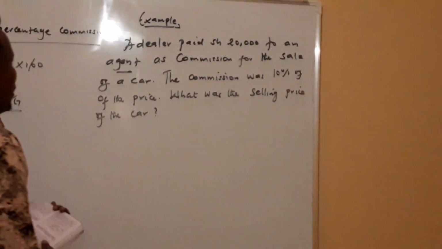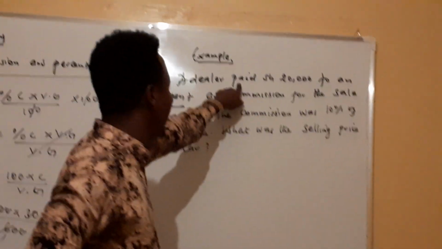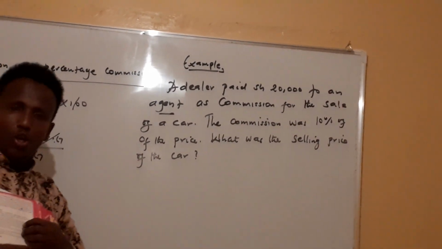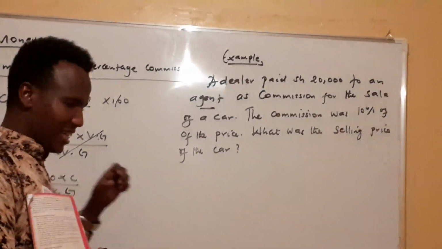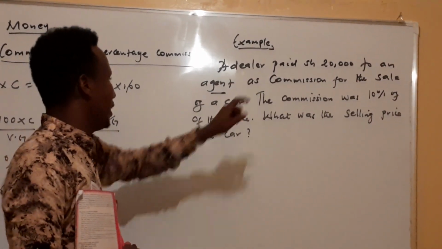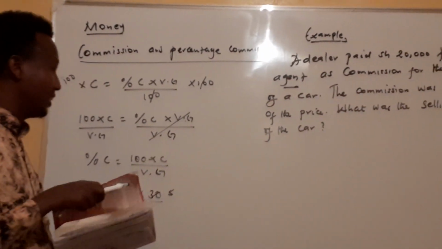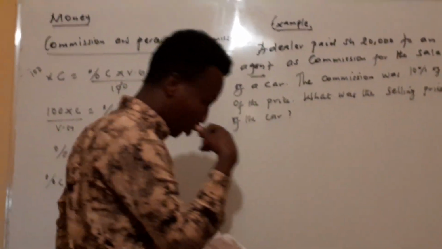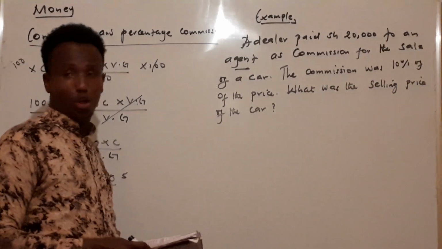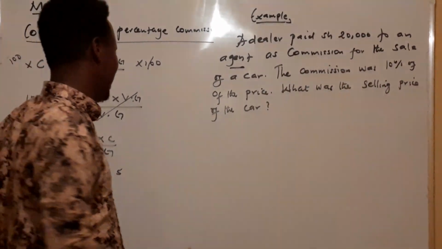Look at this question. A dealer paid 20,000 to an agent. The agent is the person who's actually carrying out the transaction between the dealer and the person who's now buying the car. Don't forget, that's called an agent. A person who also sells land for a landlord to a land tenant or maybe to another person is what you normally call an agent, for your information.